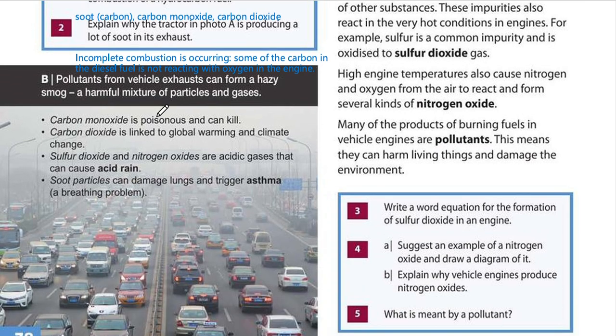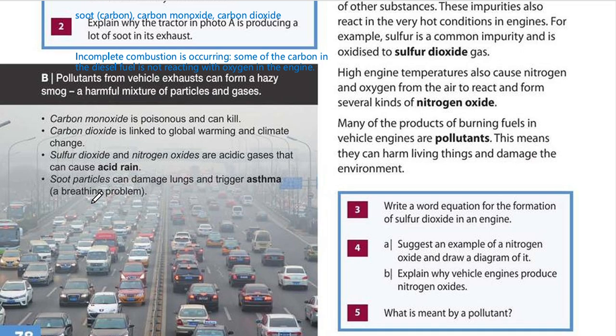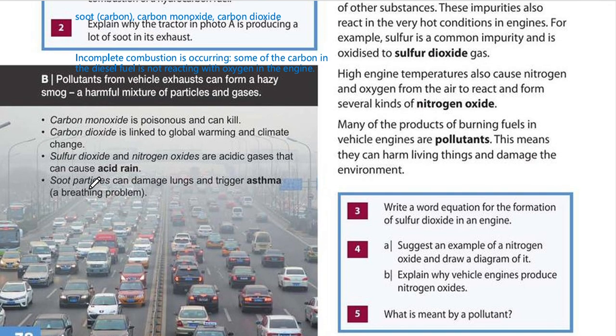Right. Next, let's see this picture. What can you see when you look at this picture? It's like foggy. Yes. So here, pollutants from vehicle exhaust can form a hazy smog. It's a harmful mixture of particles and gases. So this is like a clear image of typical India. In India, there is a lot of air pollution happening. Sometimes it has effects in Sri Lanka as well, in Colombo side. Sometimes when you go, you can't see. It's like having fog, but it's not really fog. It's the hazy smog.